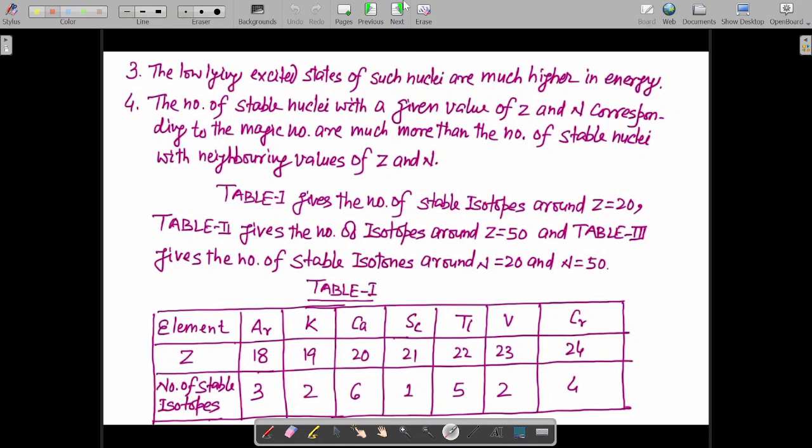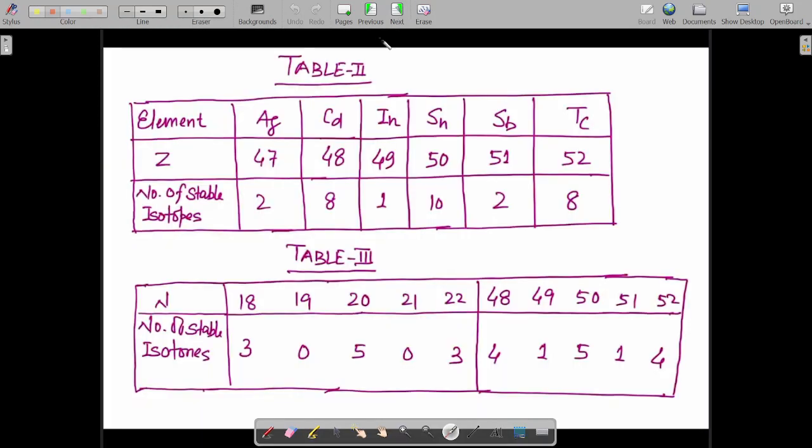So let us see. In table 2, this particular number is a magic number. This is tin. The symbol of tin, the Latin name is stannum, so that's why the symbol of tin is Sn. 50 is a magic number. So the number of protons is a magic number, so it has the highest number of stable isotopes, that is 10 stable isotopes.